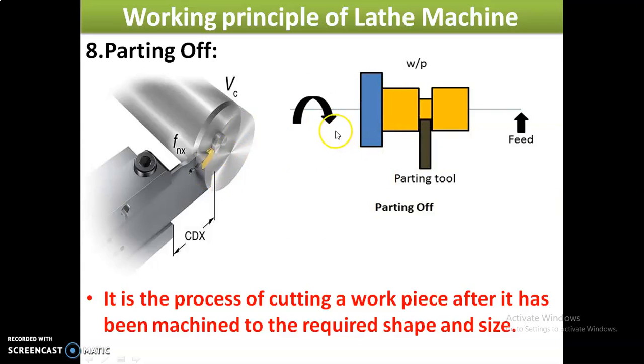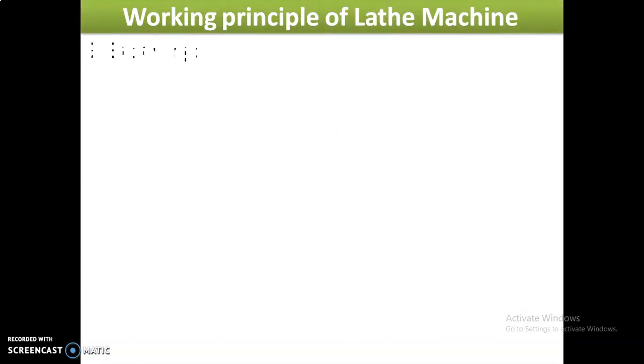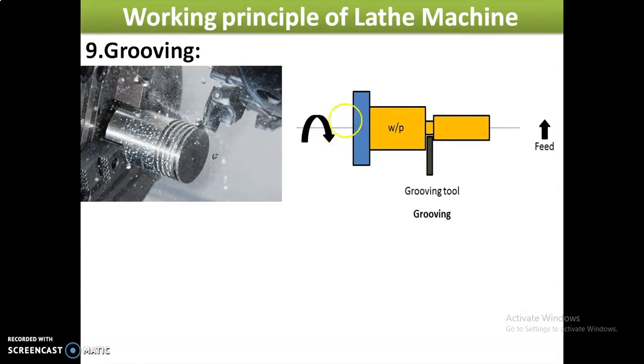Now let us see the ninth operation, that is the grooving operation. So this is a grooving tool. The cutting tool is fed in this direction, perpendicular to the axis of the workpiece. The process of creating narrow slots, see here we are seeing the narrow slots on the workpiece, is called grooving.